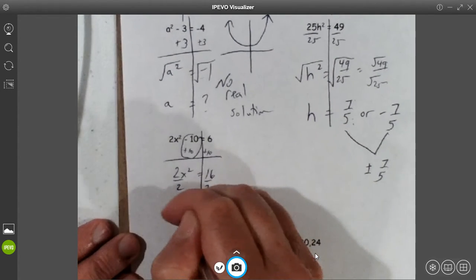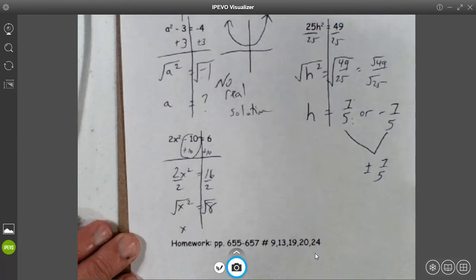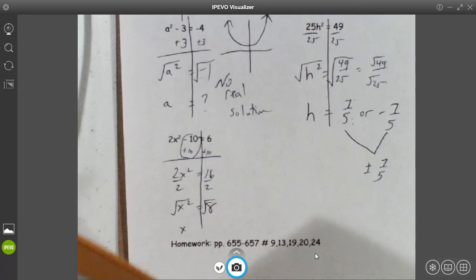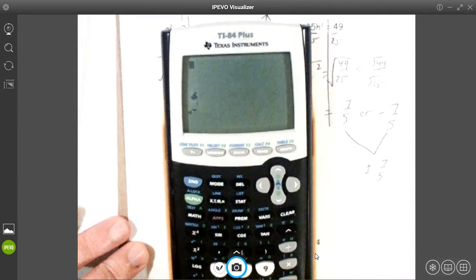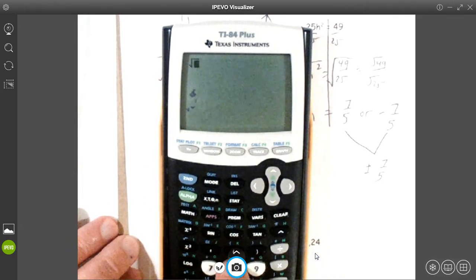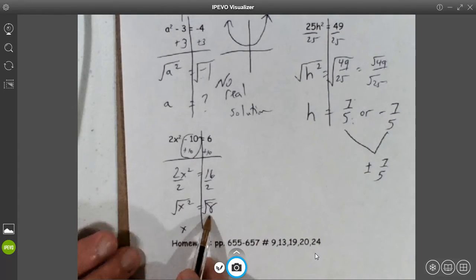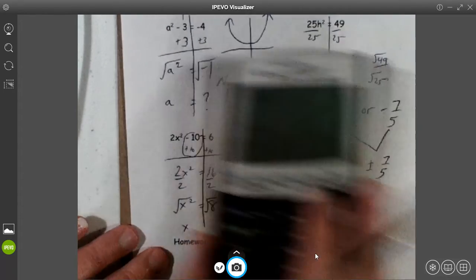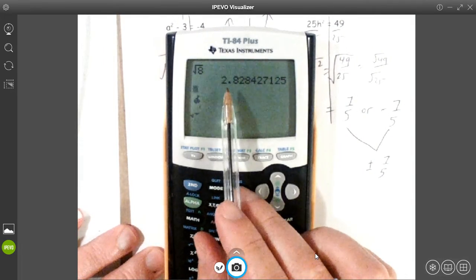And now I do the square root of both sides. I get x equals the square root of 8. Now, when I do the square root of 8, my calculator is going to look a little bit different from yours, but again, the square root of 8 doesn't change regardless. If I do the square root of 8, it doesn't come out even, all right? It's going to be a little bit less than 3. I know that because the square root of 9 is 3.